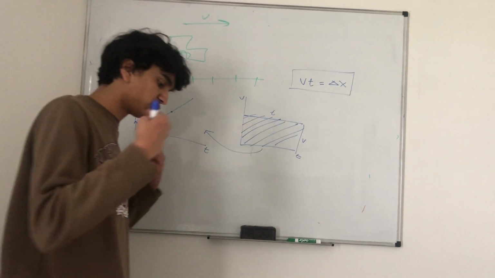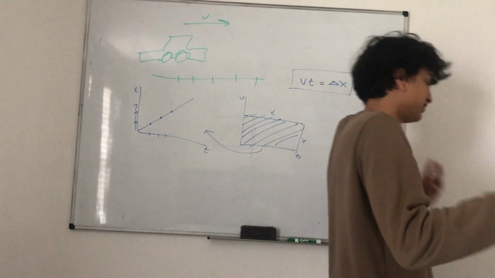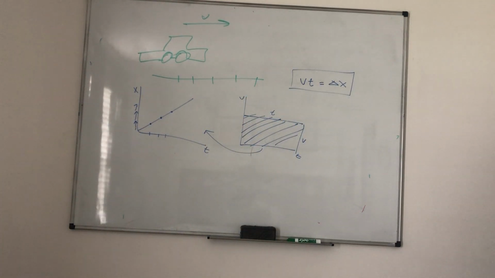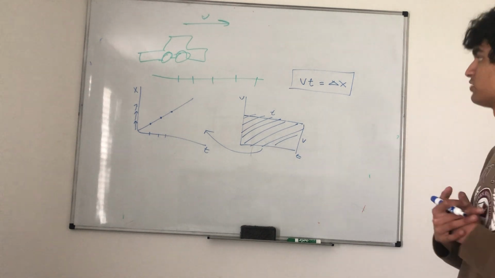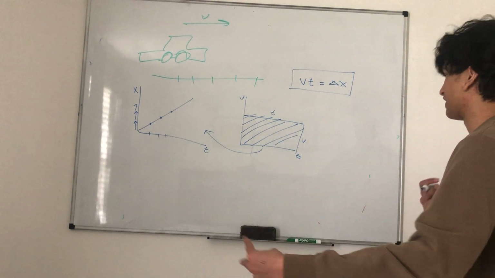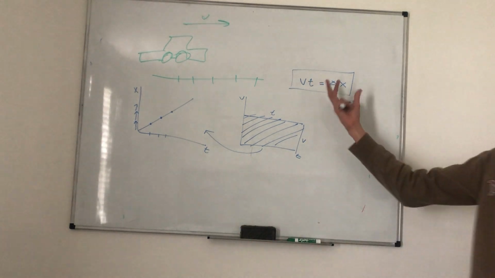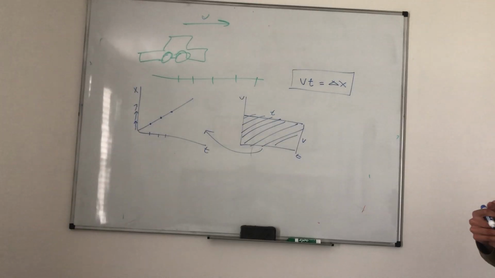If I'm going at 3 meters per second, then every second I'm displacing 3 meters, right? So in 3 seconds I'll have displaced 9 meters. This is just what the equation is saying for constant velocity.